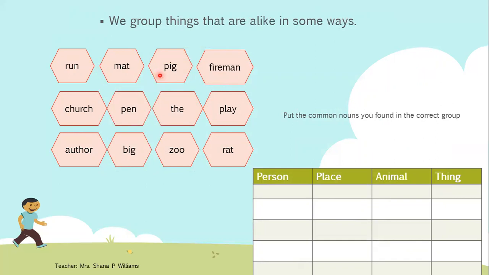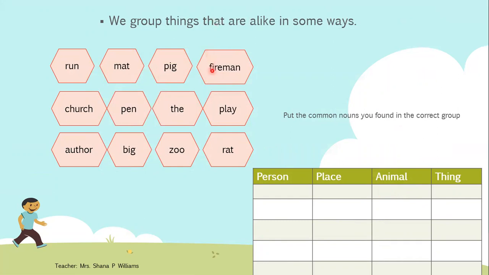Now here we have pig. P-I-G, pig. Is pig a person, place, animal, or thing? Good job. Pig is the name of an animal. So we are going to write pig under the heading animal in your book. So write pig under the group animal.